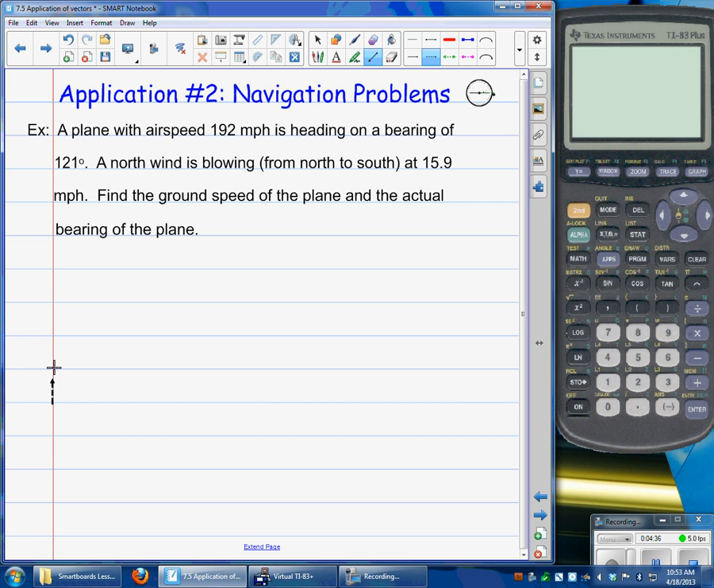So we're going to start here. We're just going to draw in a due north line. Okay, so we'll just draw in, that's an arbitrary line. It is not a vector, but here's what we would call due north. All right, so this plane has an airspeed of 192 miles per hour. All right, so we could draw that.